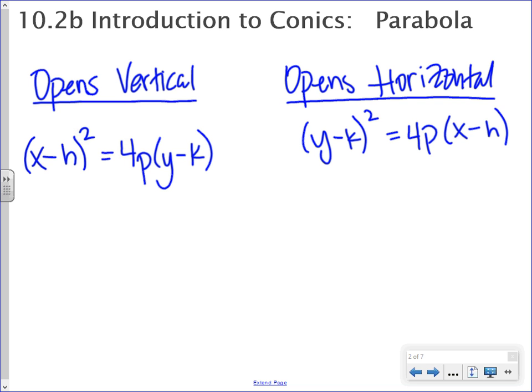HK. HK. What does HK give us? The vertex. Good. P. What does P tell us? Okay, good. P tells us the distance away from the vertex, specifically for the focus and directrix. Okay?